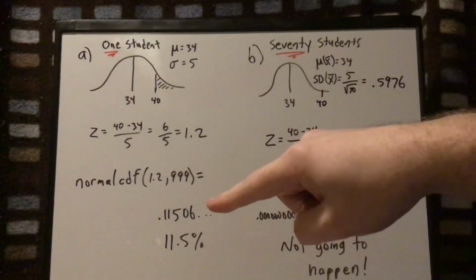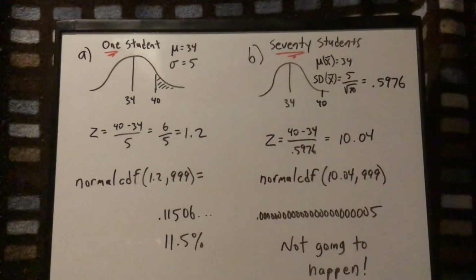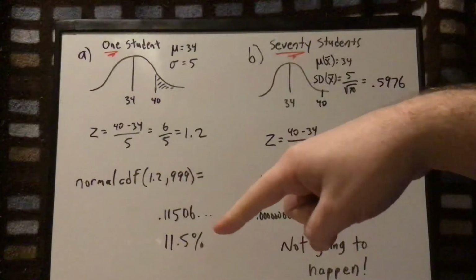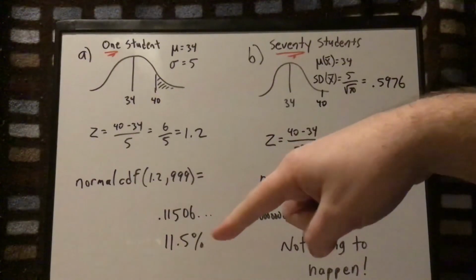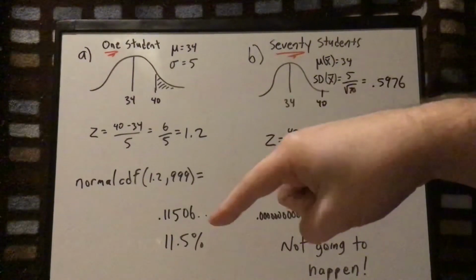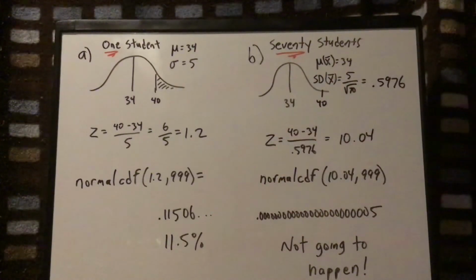Well, it comes out 0.11506. So basically a single student will take more than 40 minutes 11.5% of the time. Or if you had a big group of students, you'd expect 11.5% of them, or I guess I should say if you have one student, the chance this one student will stay there and take that long is 11.5%.